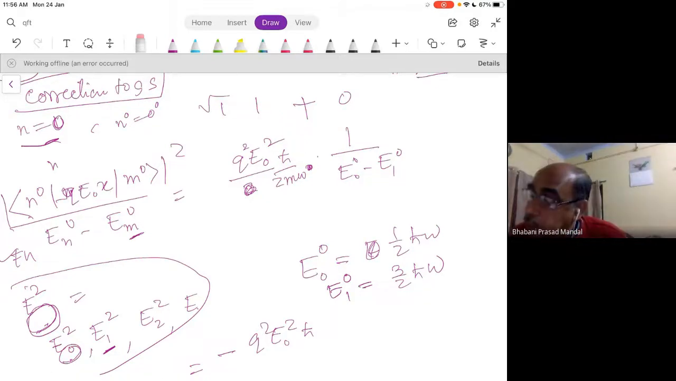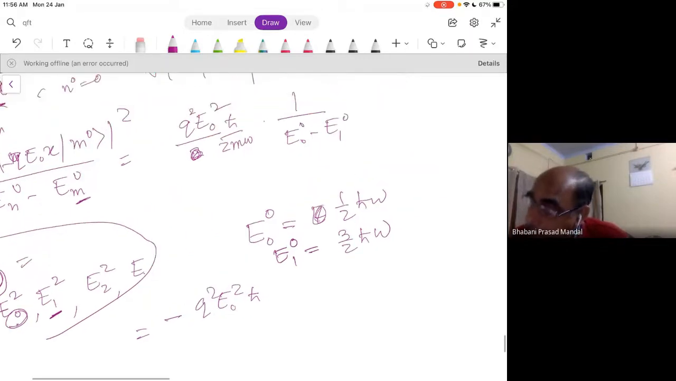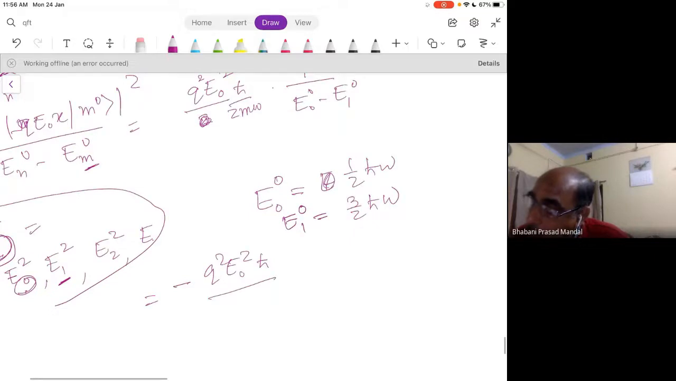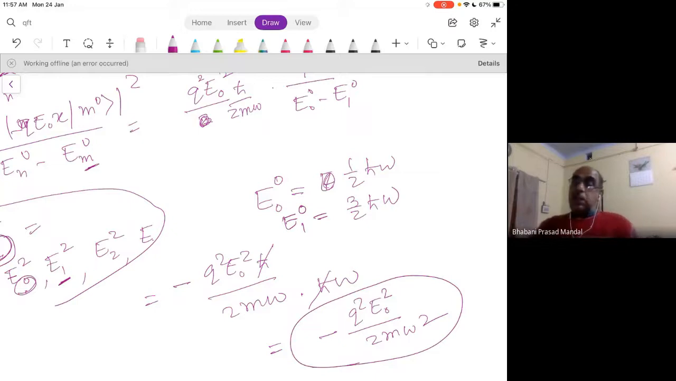After that we have to match the answer, whether we will get the answer or not. So 2m omega and then h cut omega. So this will get cancelled, okay. So the answer, the second order correction to the ground state, is minus q square E0 square over 2m omega square. So this is the second order correction to the ground state.